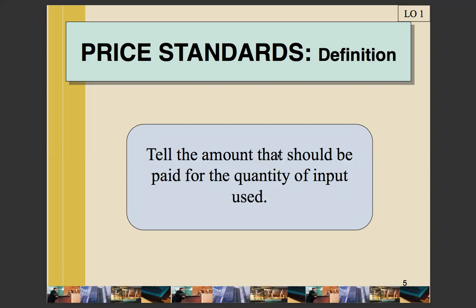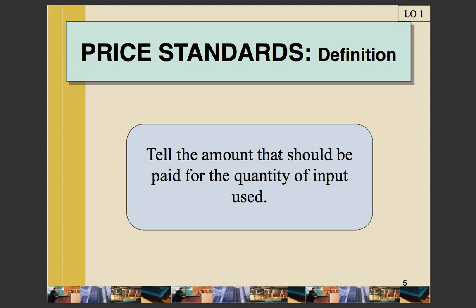So the standard cost of fructose per bottle of cola is how much? 5 times 0.05. So it's going to be 0.25.